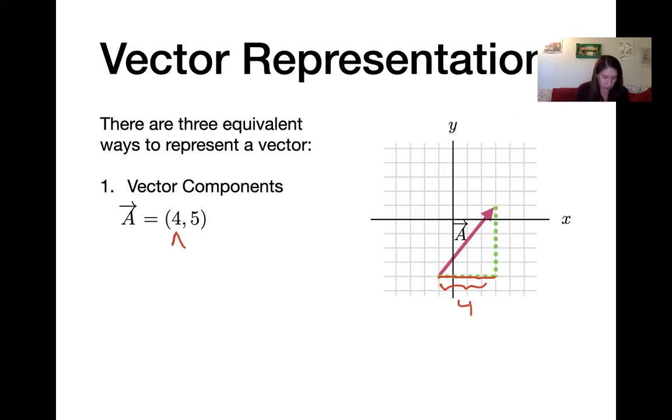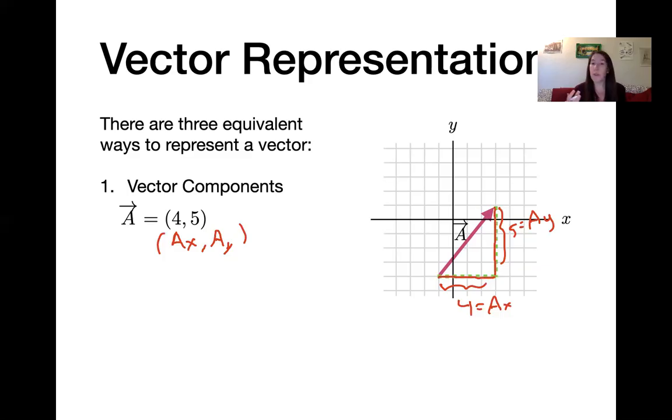So we would call this 4 here a sub x. And then it goes up 5, right? This is 5 little units on this grid, and that I would call a sub y. Sorry, that's a little sloppy. So 5 equals a sub y because it's how much the vector changes in the y direction, and 4 is a sub x because it's how many units it travels in the x direction.